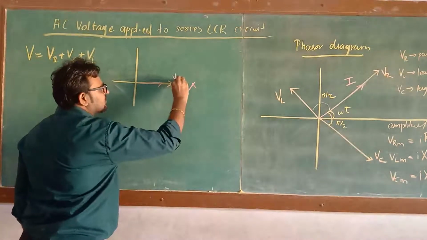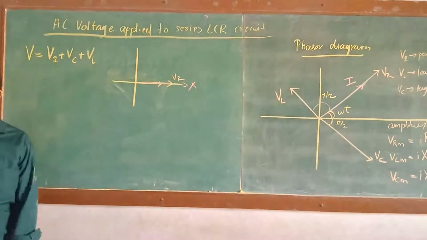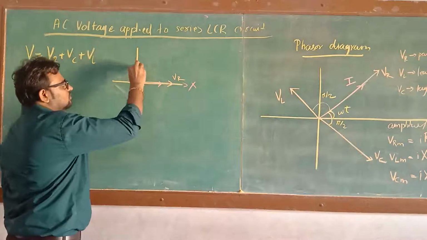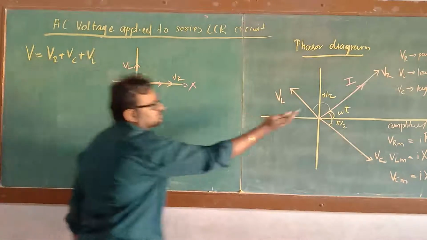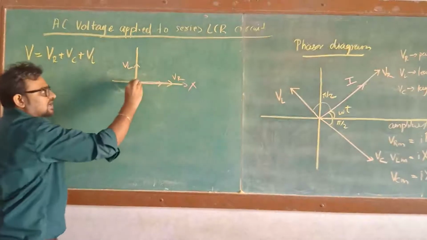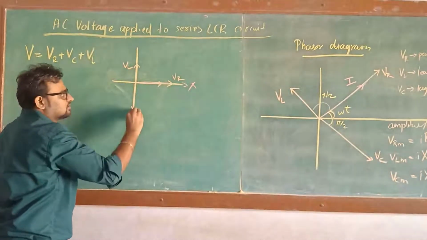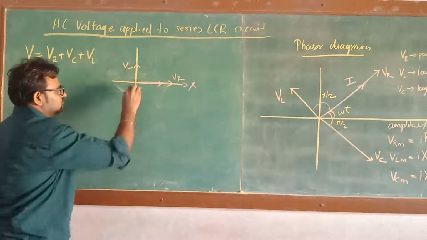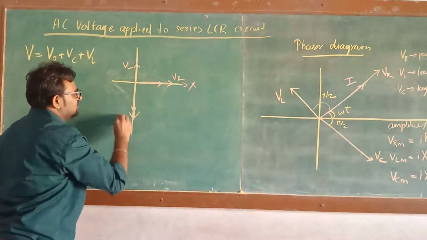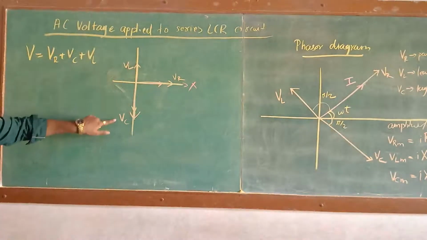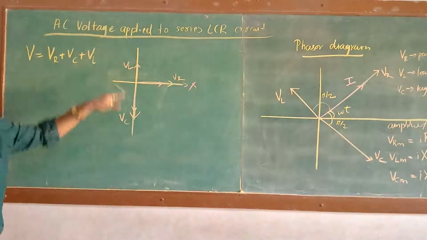This is VR. Voltage across inductor leads by pi by 2. This is VL, you can see here it leads by pi by 2, because here I have taken the current on x-axis. And voltage across capacitor lags by pi by 2. This is VC. So now you can see that VL and VC both are on the same axis.